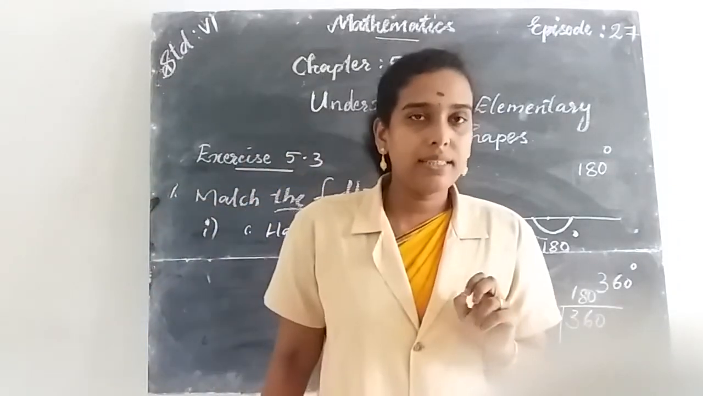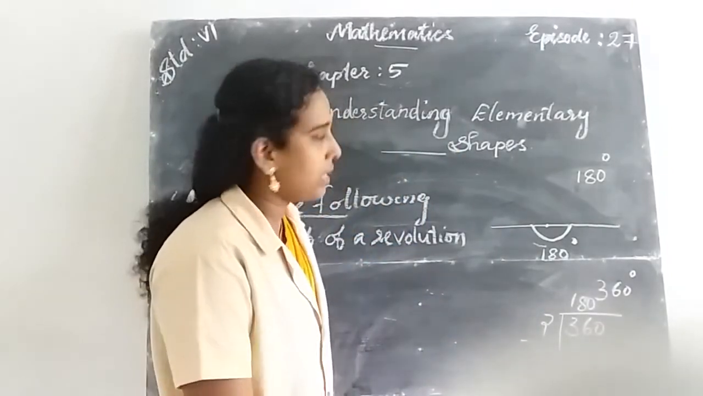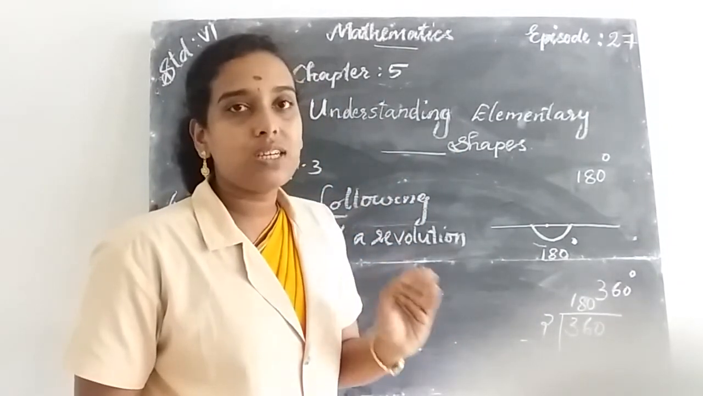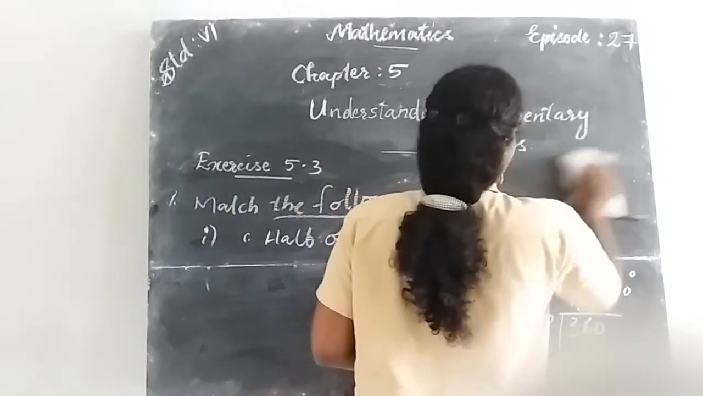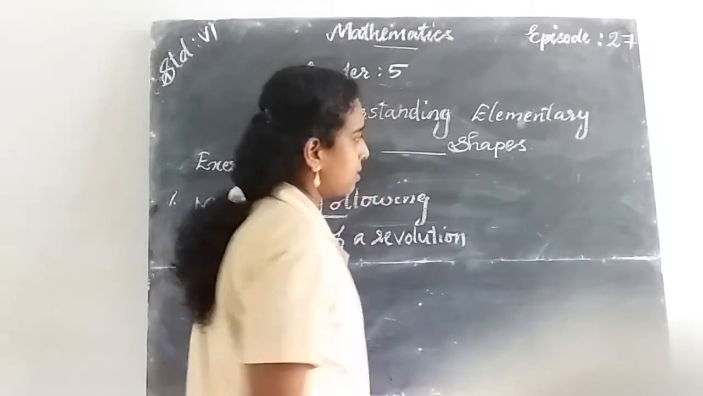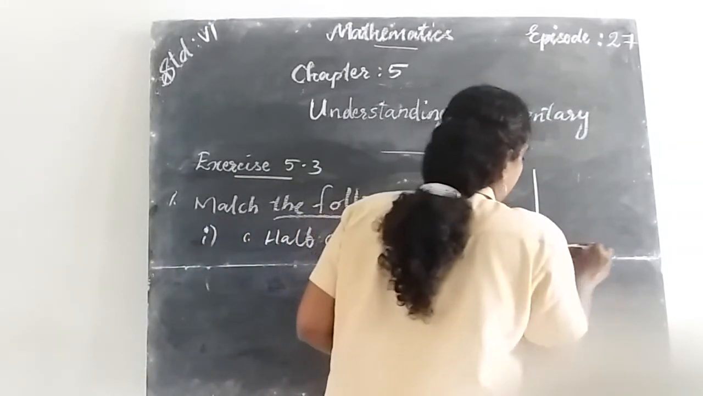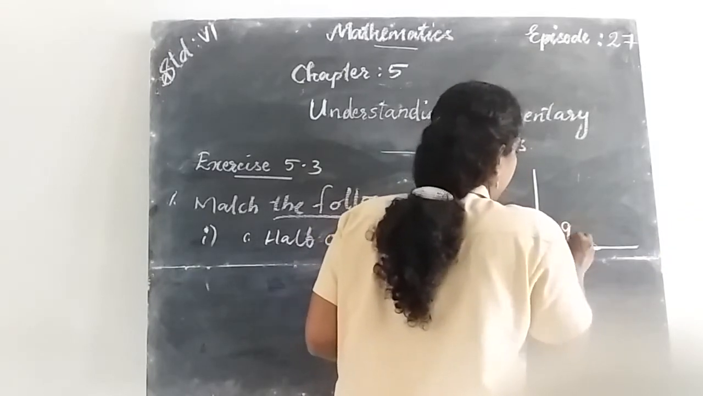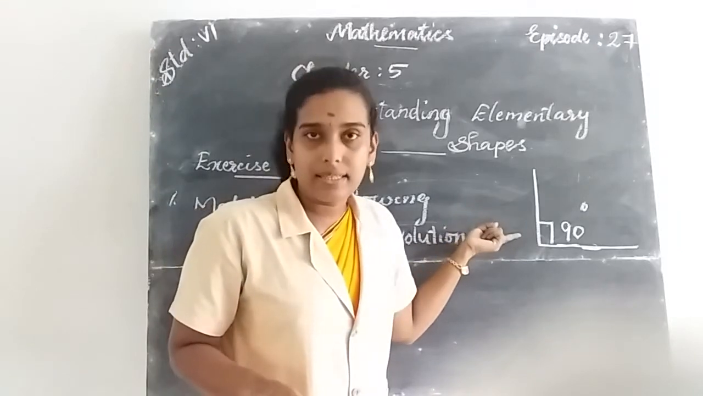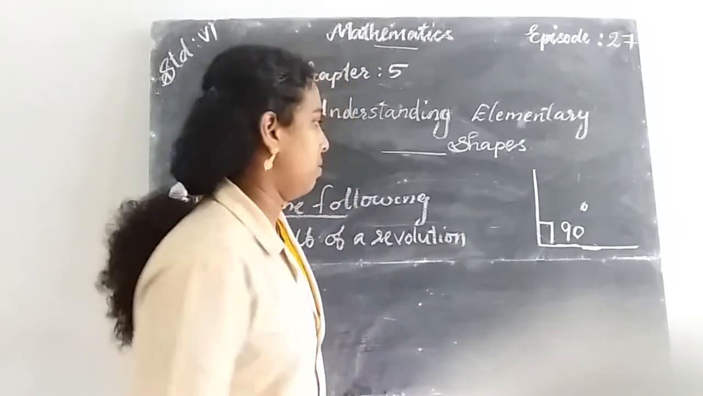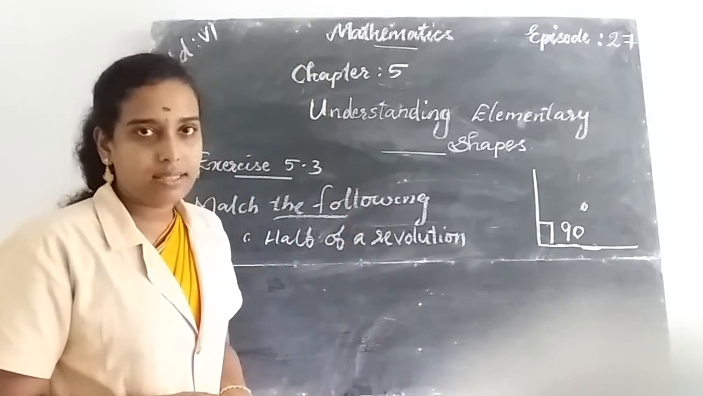Then next one, right angle. Right angle means if an angle measures 90 degrees, then the angle is said to be a right angle. Here the angle measures 90 degrees, so it is a right angle.